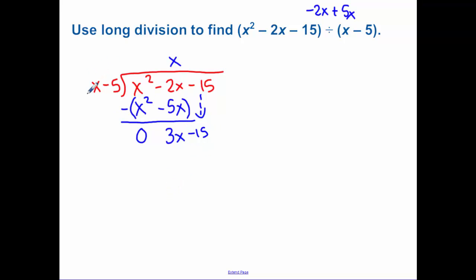So what times x gets me 3x? Well, that's going to be a positive 3. So 3 times x, that is 3x. 3 times negative 5 is negative 15. Remember, you're subtracting this. So 3x minus 3x is 0. 15 minus a negative 15 is 0. So we have no remainder. So when you divided x minus 5 into x squared minus 2x minus 15, our answer is x minus 3.